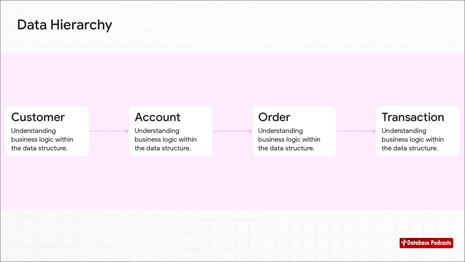Here's a classic example you've probably seen a million times. Semantic profiling is what helps us understand the business rules that are baked right into the database structure. We discover that one customer can have many accounts, and each of those accounts can place multiple orders. And of course, each order can have several transactions.